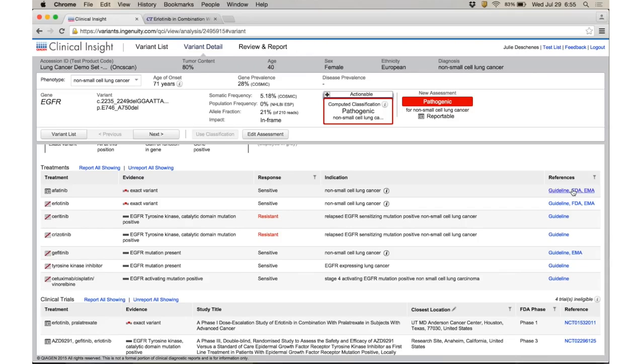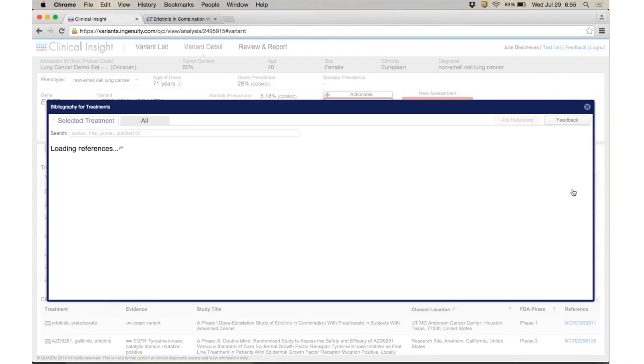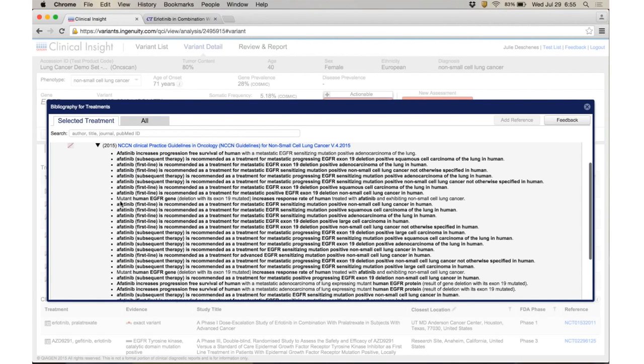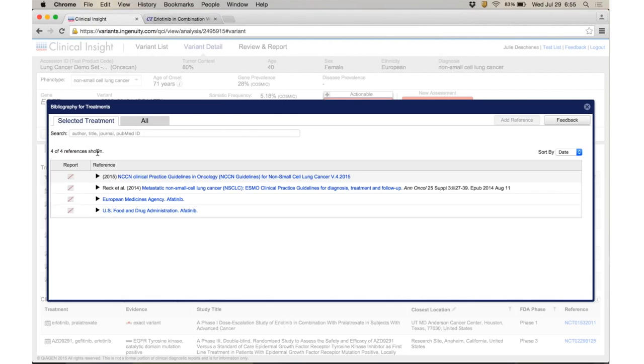Similar to the clinical trial, if I click on the hyperlink, I will get to the bibliography. I can see all the information for the specific references, and I can link again to NCCN, for example, or EMEA and so forth by clicking one more time and looking into the information for EMEA.